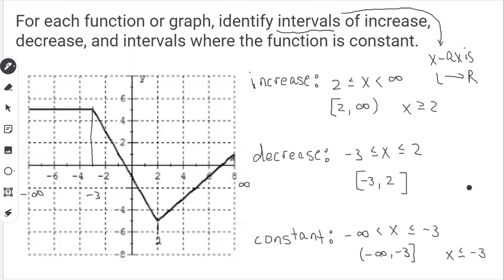Okay, so that is increase, decrease, and constant. Constant is when the function is flat. It's not going up, it's not going down, it's just staying flat. It's staying constant, right? And then the function is increasing when it's going up, and the function is decreasing when it's going down. And that's all you're trying to figure out. You're trying to figure out on what intervals on the x-axis the function is constant, or whether it's increasing or whether it's decreasing.